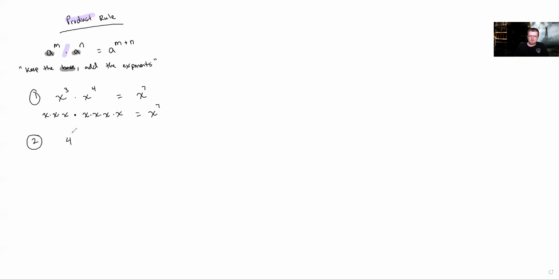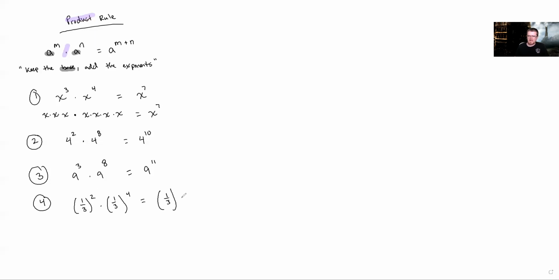So take something else. Let's say 4 squared times 4 to the 8th power. Same base, so keep the base, add the exponents. It's simple as that. 9 cubed times 9 to the 8th power. Keep the base, add the exponents. And it doesn't matter what the base is as long as it's the same. So I could even have, let's say, a fraction here, 1/3 squared times 1/3 to the 4th power. As long as the bases are the same, the rule is keep the base, add the exponents.